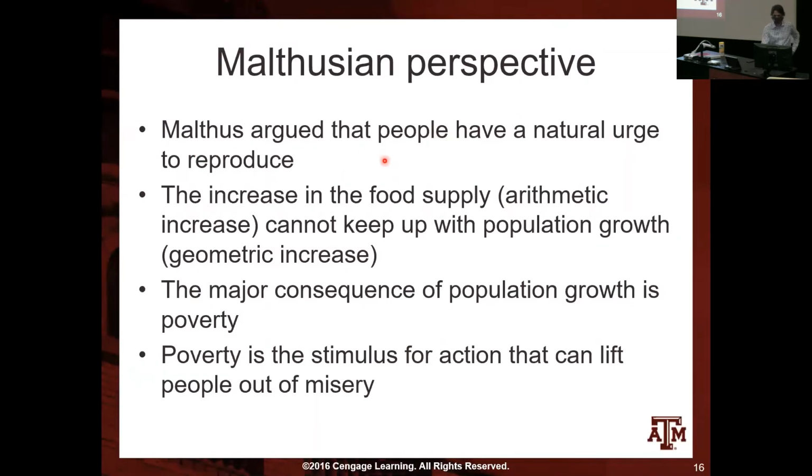So Malthus agreed that people have a natural urge to reproduce, so they have many more children than the ability of the society to provide food to that population. And the increase in food supply, which increases at an arithmetic pace, cannot keep up with the population growth that increases at a geometric pace, which is much faster. The major consequence of population growth is poverty. And this is central.